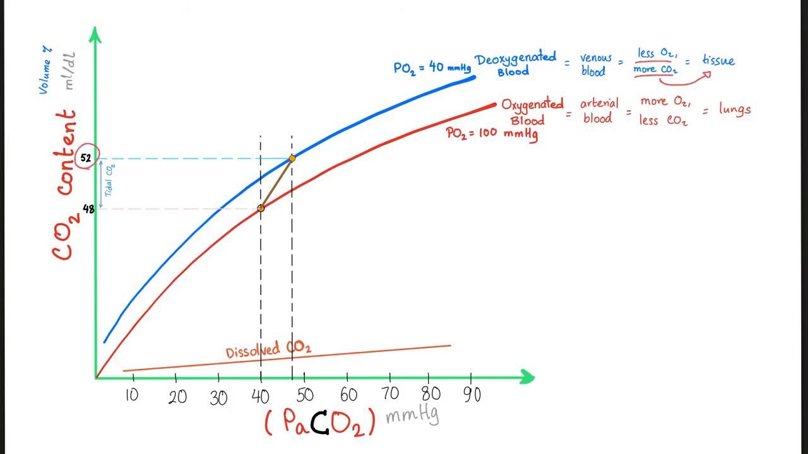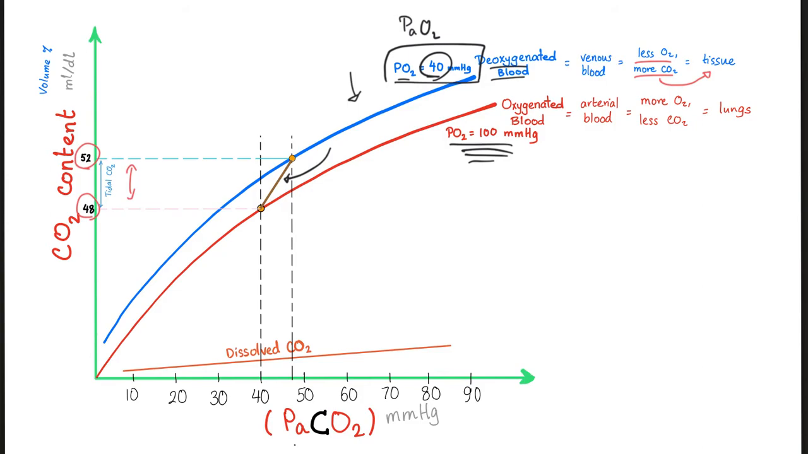And as you know, this is the 52 and this is the 48. The difference between them is called the tidal CO2. This brown line is the Haldane effect. Let's look at this deoxygenated blood. In the deoxygenated blood, the PO2 is 40. This is the same thing as PaO2, 40. This is less than the arterial or oxygenated blood. Okay, venous blood, PO2 is 40.